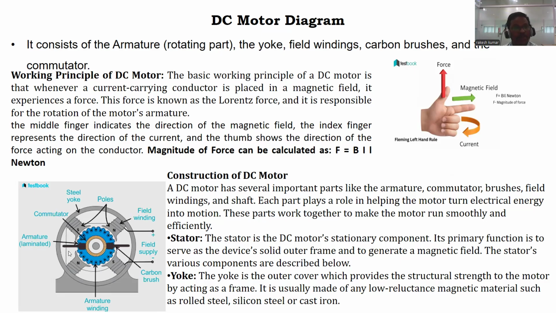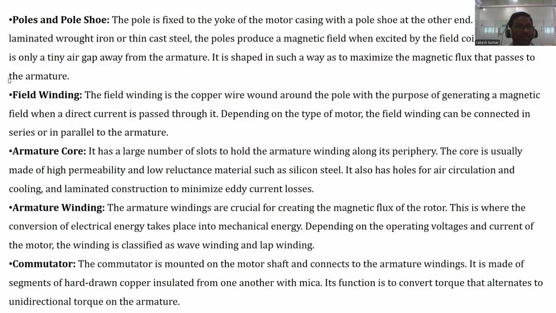The next component is the yoke. The yoke is the outer cover which provides structural strength to the motor by acting as a frame. It is usually made of low reluctance magnetic materials such as rolled steel, silicon steel, or cast iron. Coming to the diagram of the motor, here there are two magnetic poles, and inside the magnetic field you have the armature. The armature is connected to the poles and field windings. Whenever you give a supply to it, the electrical energy is converted into mechanical energy.